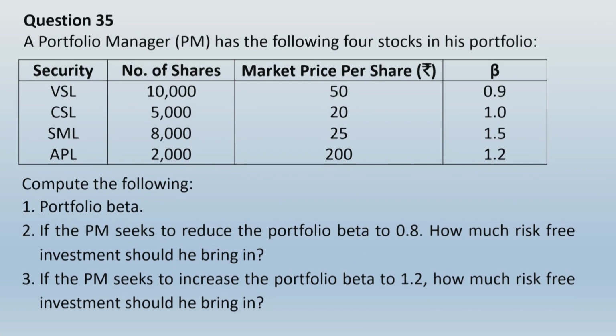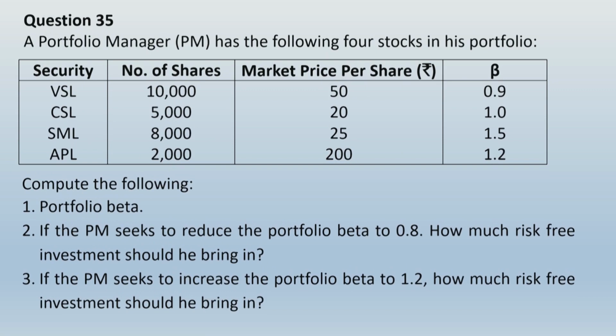A portfolio manager has the following 4 stocks in his portfolio. So if you can observe what all information is available, we have 4 securities: VSL, CSL, SML and APL. The information is given with respect to number of shares of each security, the market price of each share and the beta of each of these 4 stocks. First thing what they have asked is compute the following, that is portfolio beta.